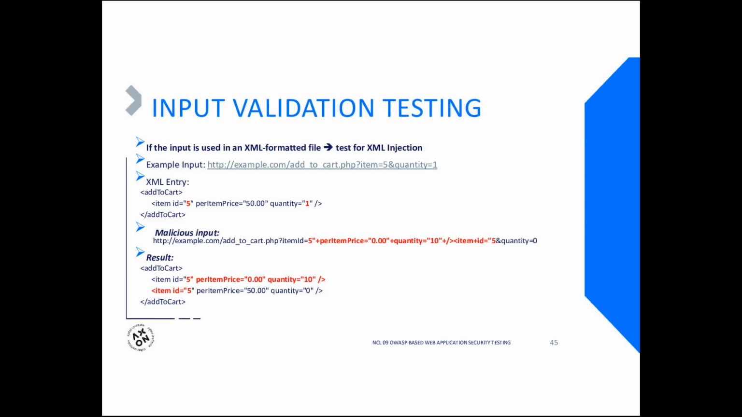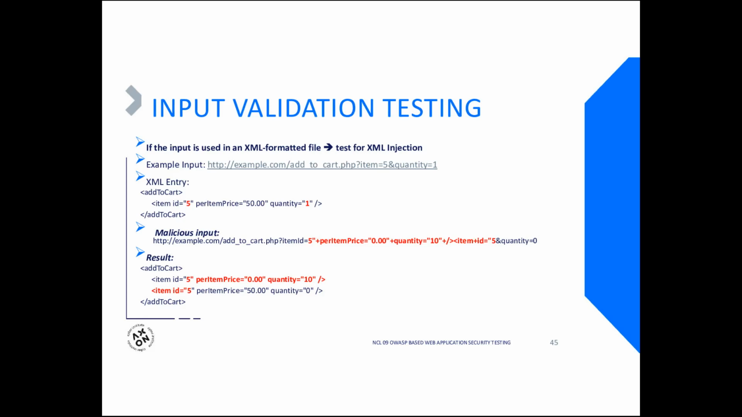Another test we can do is XML injection. If our input becomes part of an XML file or XML entries, then we can manipulate and inject XML queries or XML entries. As you can see here, we have an XML entry called add to cart. If you check the first example URL, we have add to cart.php and then item equal 5, quantity equal 1. This will be translated to an XML entry in a file as follows: add to cart, and then inside the tag, we have the ID equal 5, and then the item price 50, and this is built into the system, so it's not supplied by the URL, and then quantity 1. So in this legitimate request, the user is buying one item that costs $50.